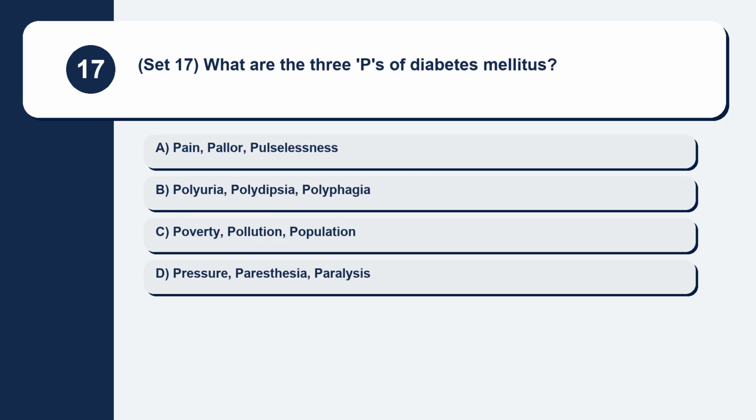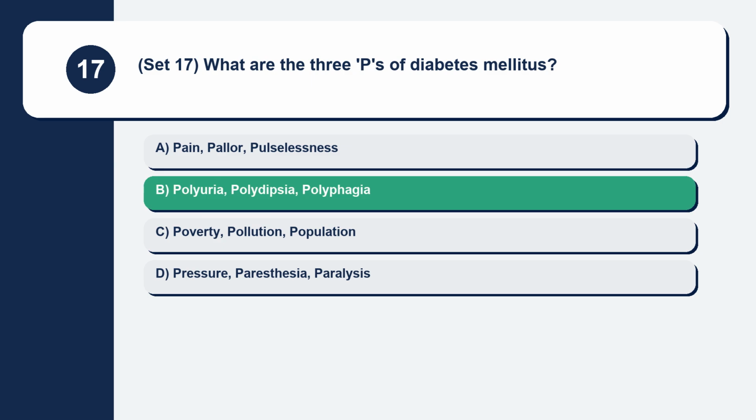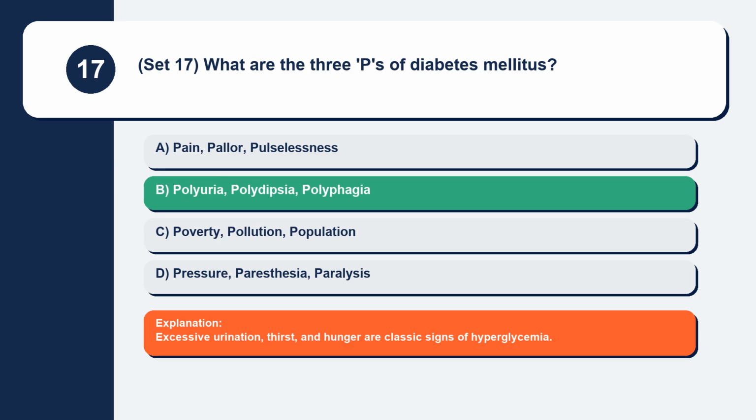Question 17. Set 17. What are the 3 P's of diabetes mellitus? Pain, pallor, pulselessness, polyuria, polydipsia, polyphagia, poverty, pollution, population, pressure, paresthesia, paralysis. Excessive urination, thirst, and hunger are classic signs of hyperglycemia.